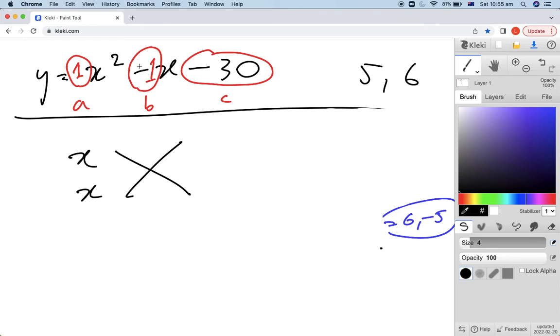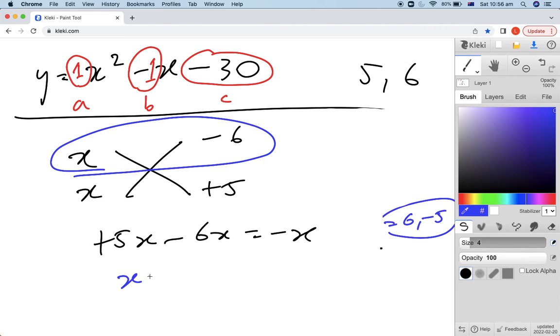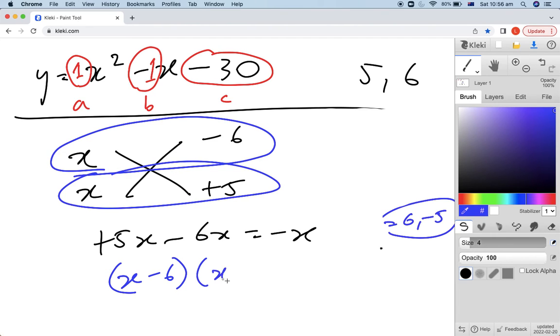And it's going to add to minus 1x, which means the negative has to be on the larger number. So minus 6 plus 5. Let's try that. 5 times minus 6 is minus 30. x times x is just 1x squared. Now going across the diagonals, x and plus 5, we get plus 5x. Now x times minus 6, we get minus 6x, which gives minus x, or minus 1x. So that's perfect. Writing this out, we get x minus 6, and then x plus 5. And yep, that's the factorized version.